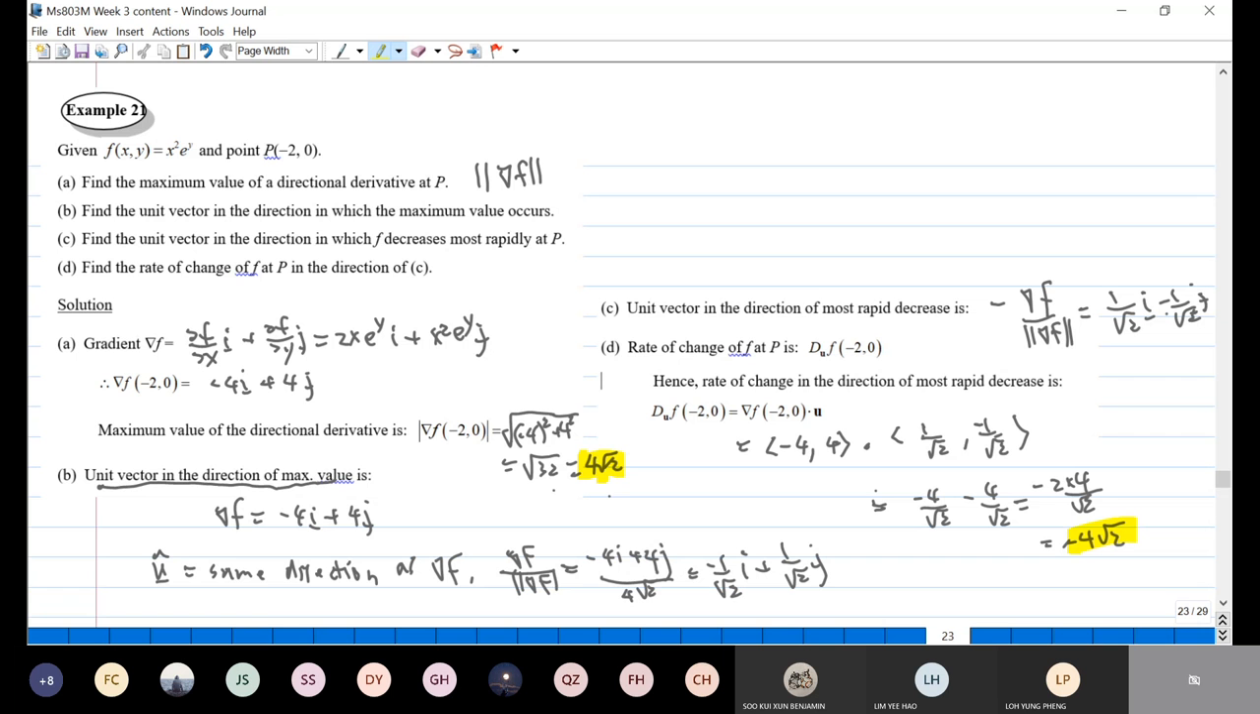So this is example 21. Any issue? Let me see if anybody has any comment there. No? Okay. So has anyone finished copying the answer? Let me know if you think you need time to copy the answer.